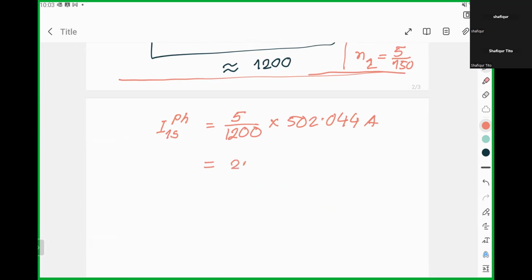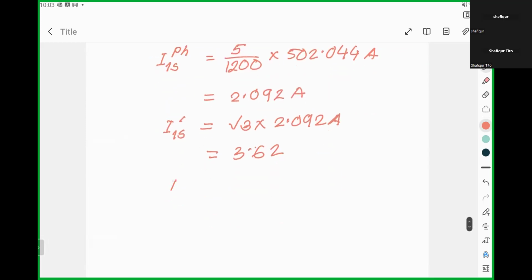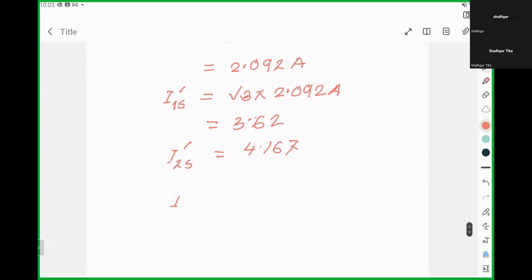Let me just take a look at the calculation. So this will be 2.092 ampere, and this will result in I1S prime in the differential coil, √3 times 2.092 ampere, and this will give us 3.62, whereas my I2S prime is 4.167.